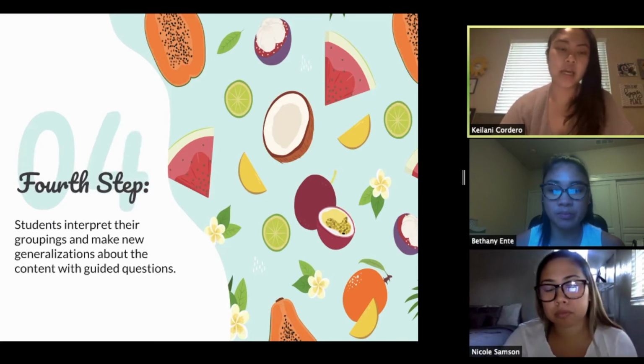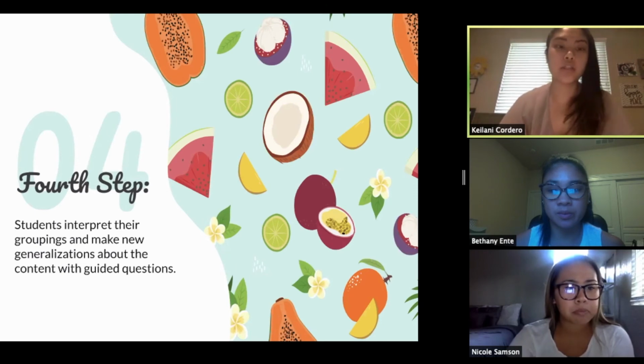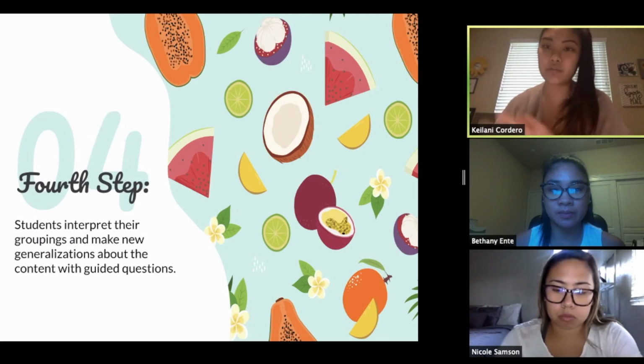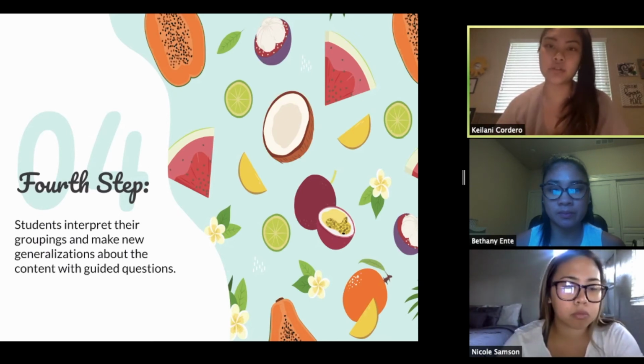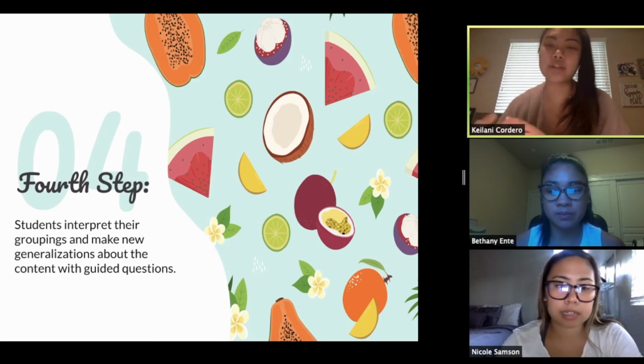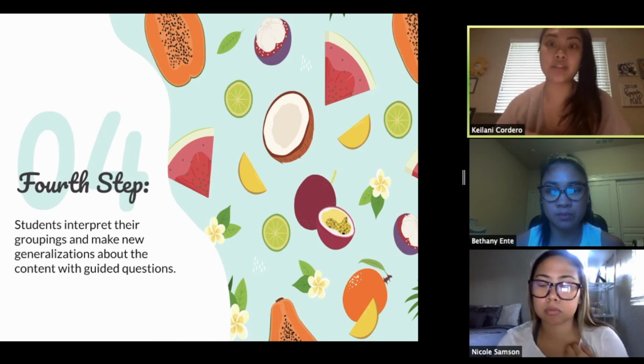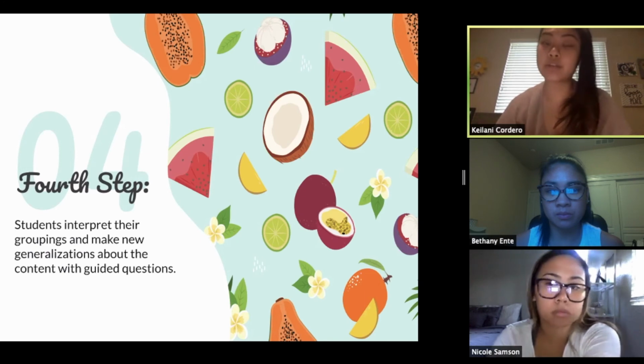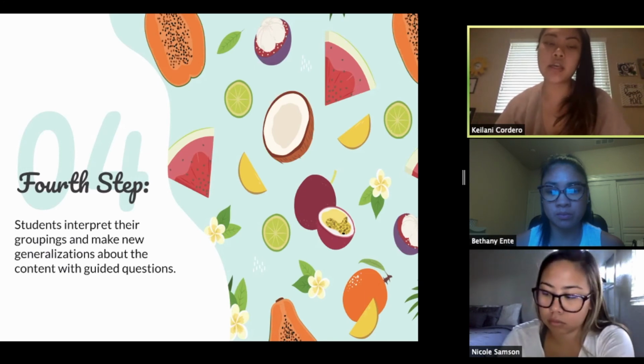And the fourth step, I asked them different questions to help them interpret their groupings and also make new generalizations. So the goal was to lead them into generalizing different food groups, so specifically fruits or vegetables in this example. And so first I asked them about characteristics that they saw, things they saw in common, and I caught on that they noticed they said we could sort by different kinds of foods, and I used that as my leading question to help them generalize that there were different food groups in the pictures that I gave them.